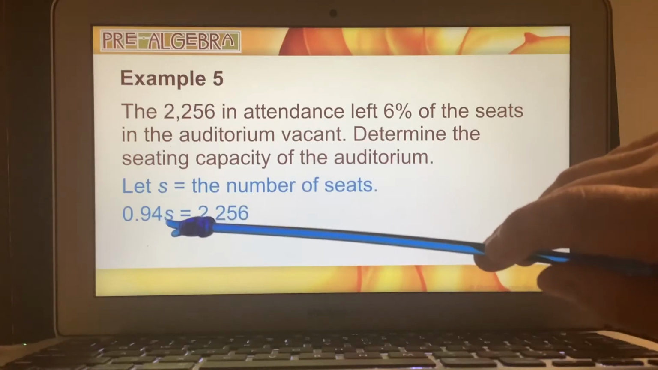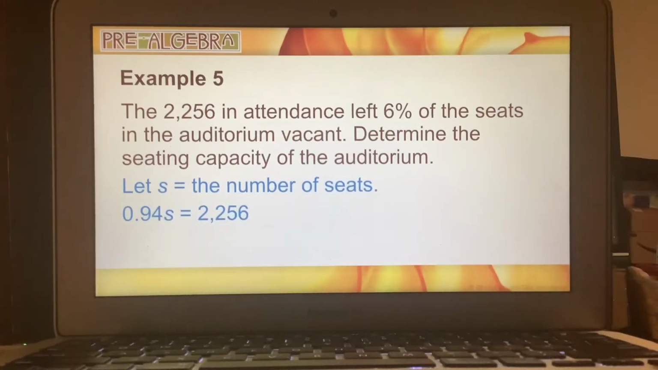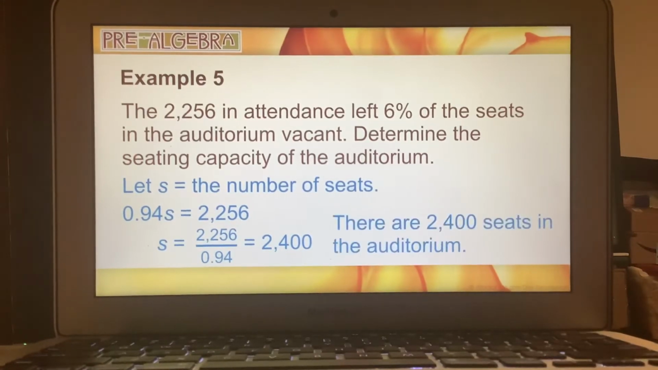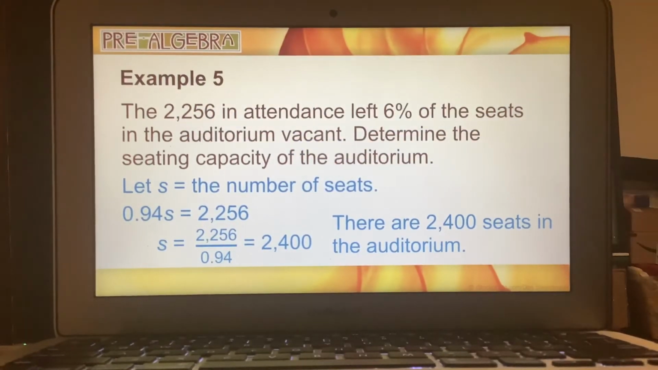So in order to solve for S, we have to divide by 0.94. Then S is 2,256 divided by 0.94, and that is equal to 2,400. So going back to the question, there are 2,400 seats in the auditorium. That's your whole, and 2,256 was just the part of it.